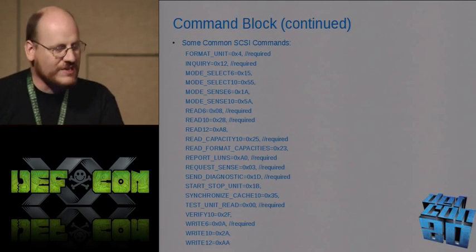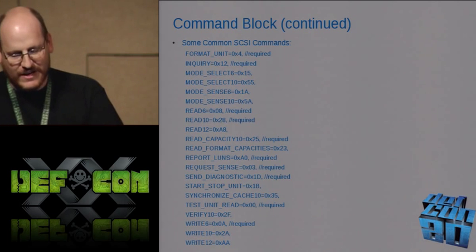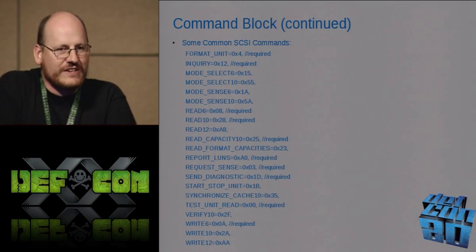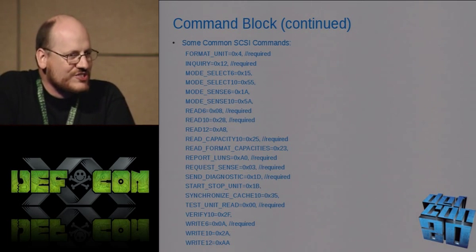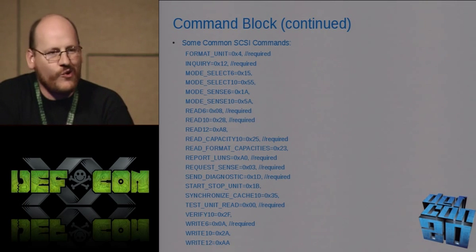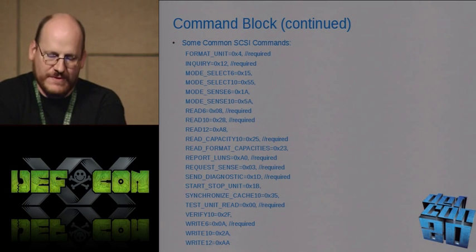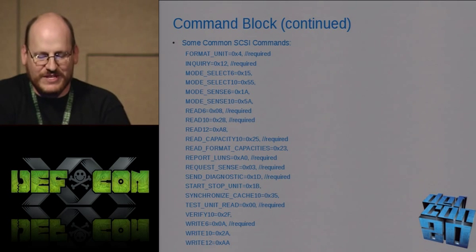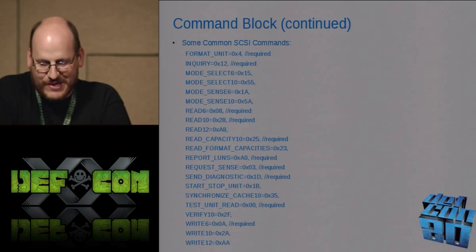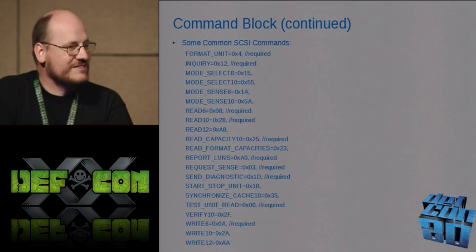All right, so what are some common SCSI commands? Format unit is a good one, because you can, in one atomic operation, just format the unit and erase it. Inquiry, mode select, mode sense, read format capacity, read capacity, all those other things.